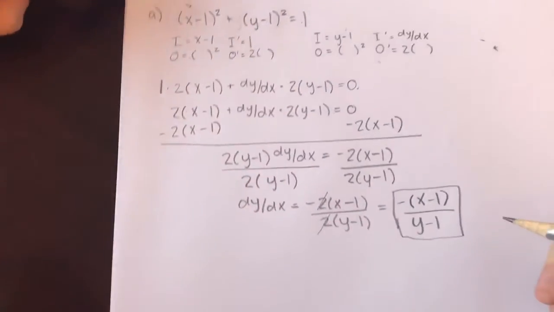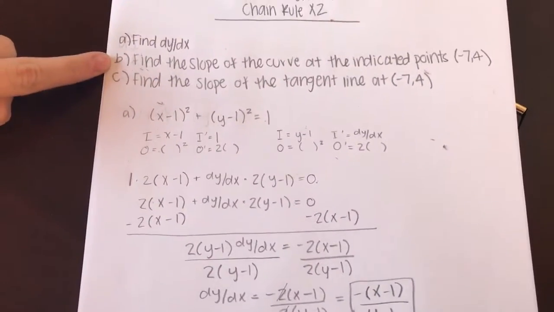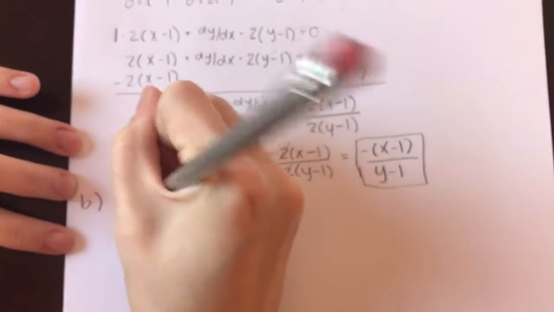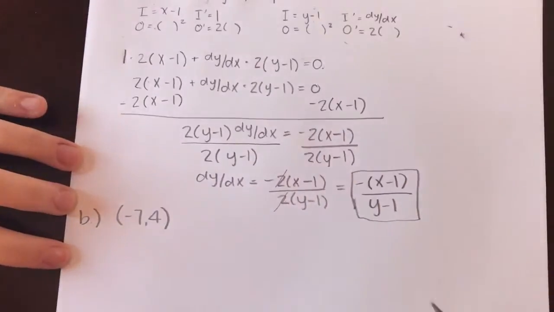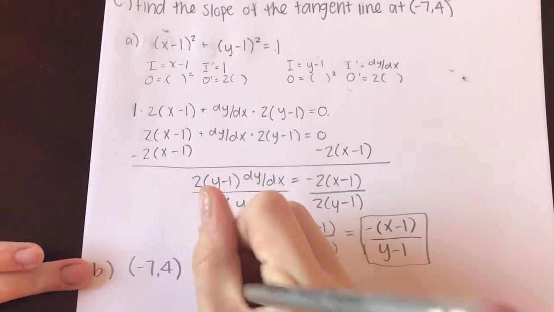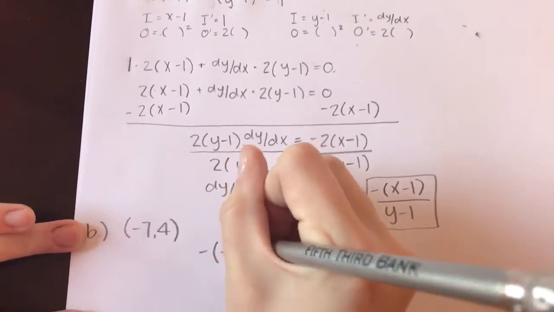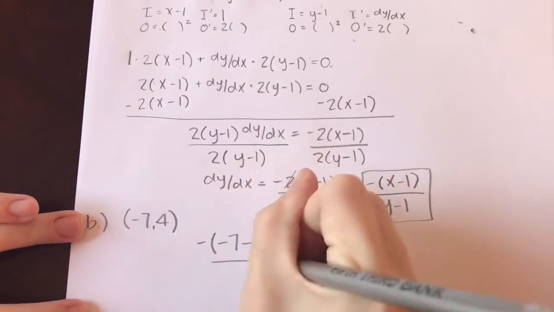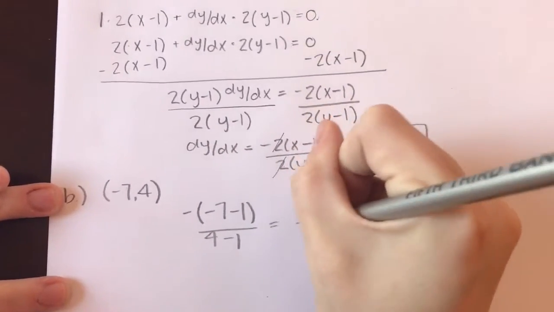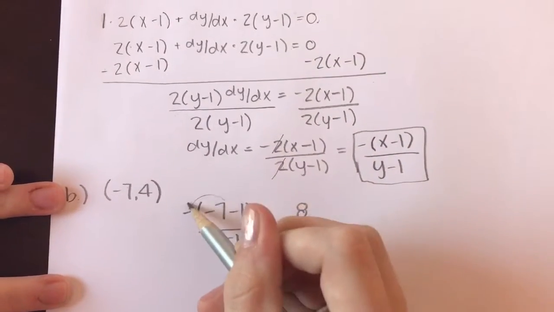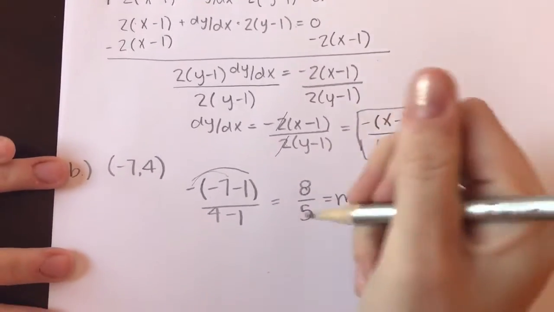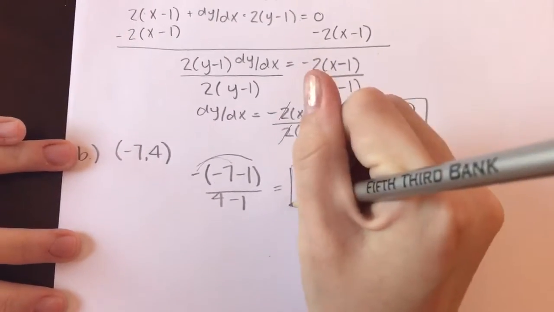So now for part B, we have to find the slope of the curve at the indicated point. So B, we have (-7, 4). So now we have to plug in our x and y values into the equation, which would give us -(-7 - 1) over (4 - 1), which would equal 8 over 5, because you distribute the negative into that there, which would give us the slope of the curve. So that is the answer to part B.